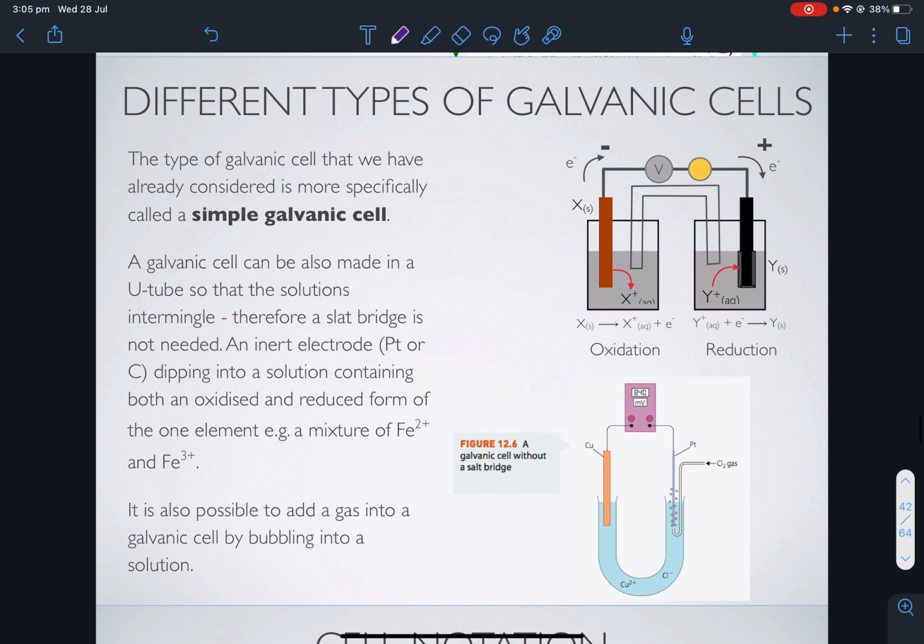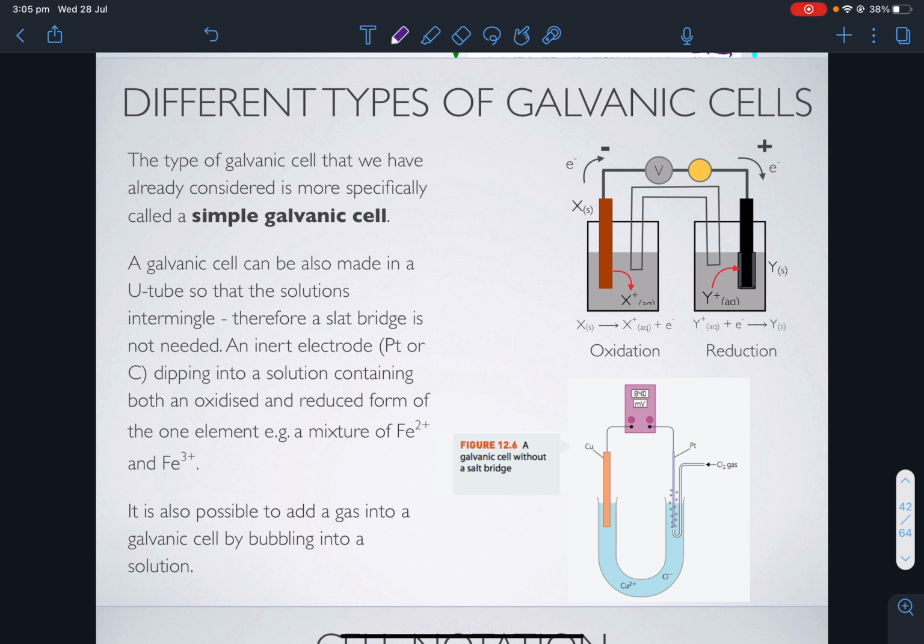Okay, we've got a couple of different types of galvanic cells that you may get a question about, and I just thought I'd add them in there. Here's what I've taught you is a galvanic cell.